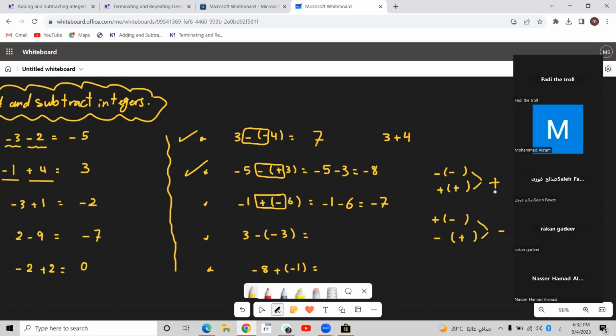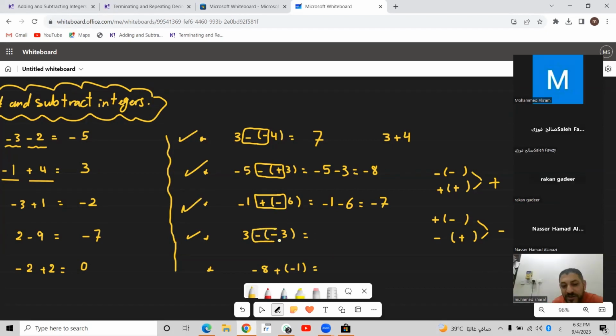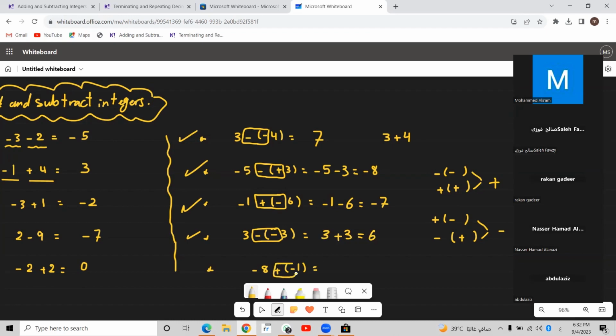Okay. So let's go to Fadi. Fadi, are you there? Yes, I'm there. This one: 3 minus -3. Equal 6. That's great. So these two are gonna turn to be positive, so it will be 3 plus 3 equals 6. The last one, guys, I'm gonna solve it. -8, positive negative, gonna turn to -1, and there's gonna be -9, guys.